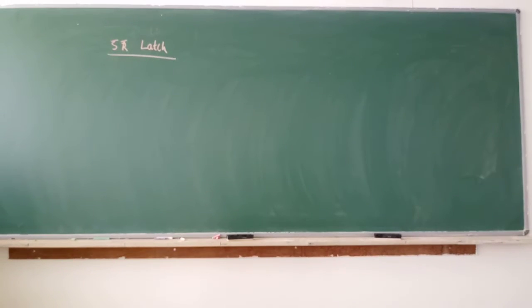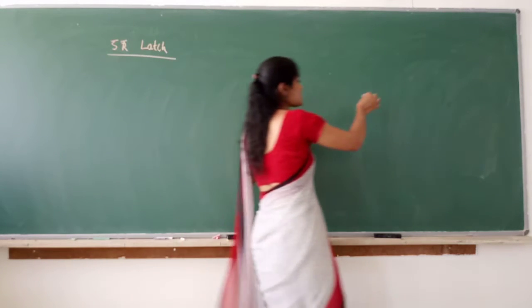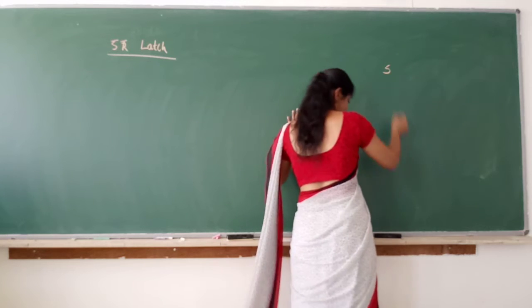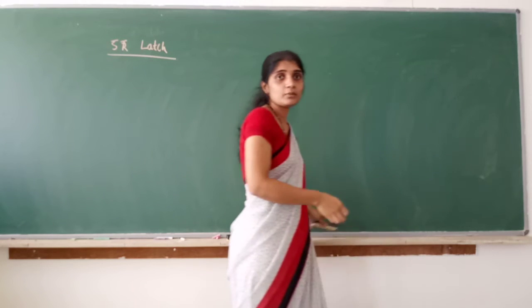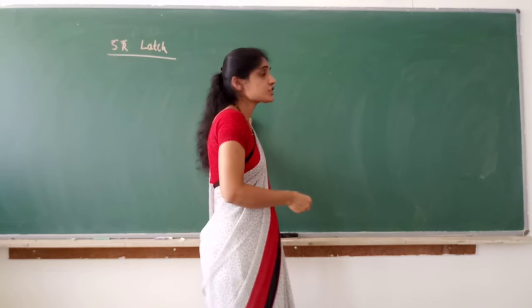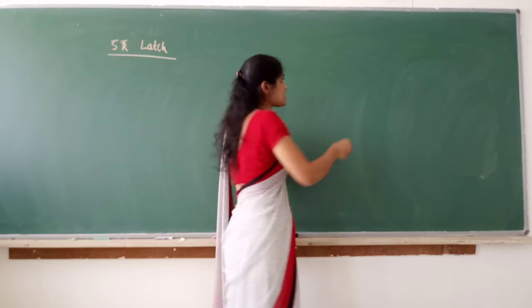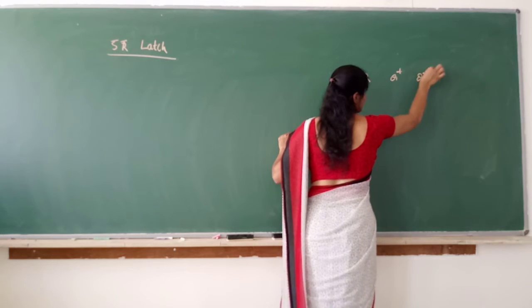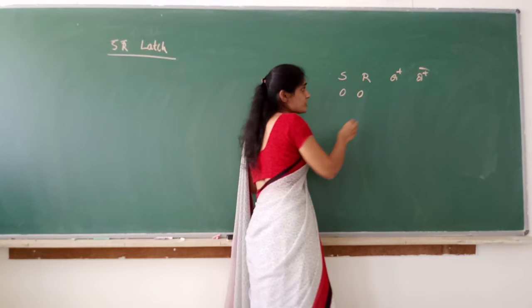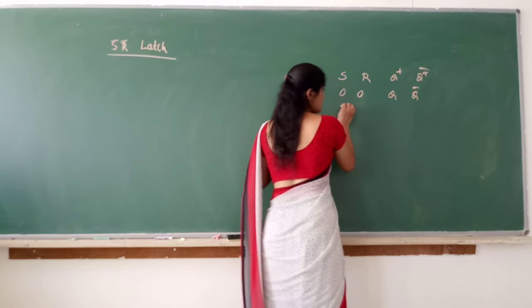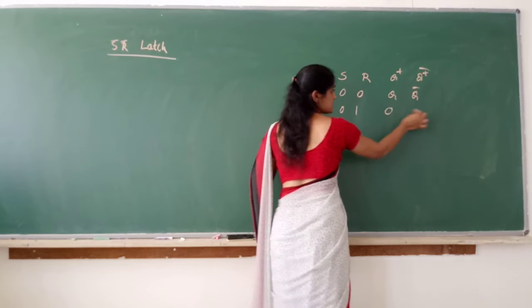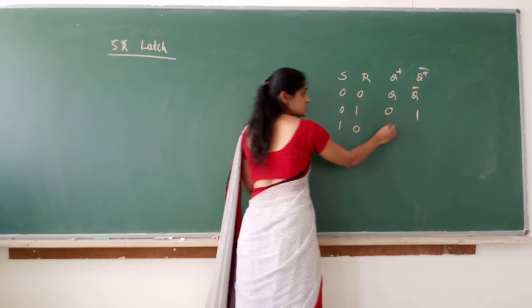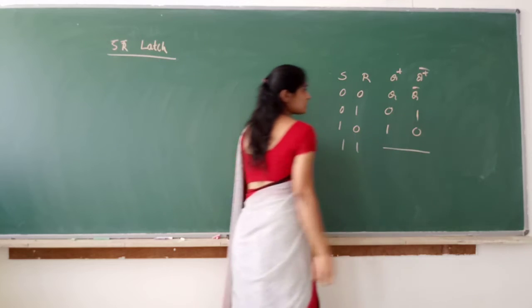Okay. So we have the next topic, that is S bar R bar latch. Very simple again. So we know what the SR latch function table is. Before I start the S bar R bar latch, let me write the function table of SR latch again so that we can compare it with the S bar R bar latch. SR, Q plus bar. 0, 0: previous state, Q bar. 0, 1: R is 1, so reset. 1, 0: set. 1, 1: undefined, right?